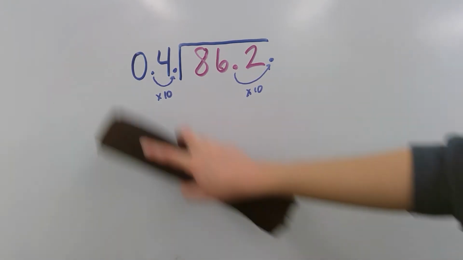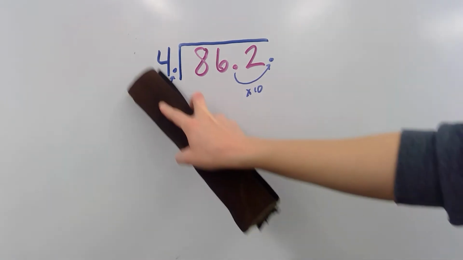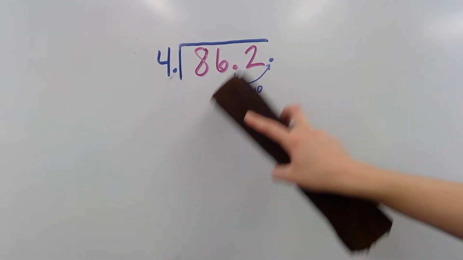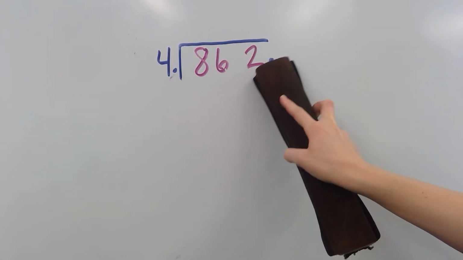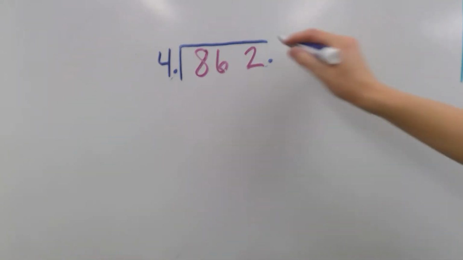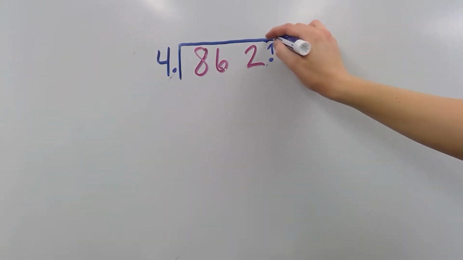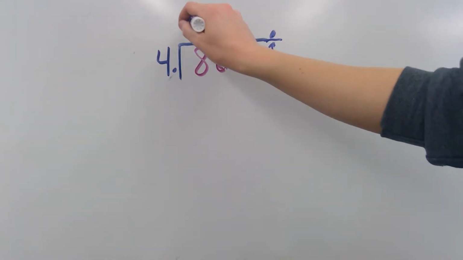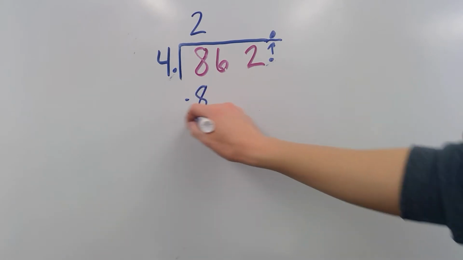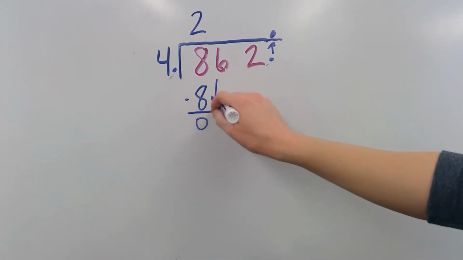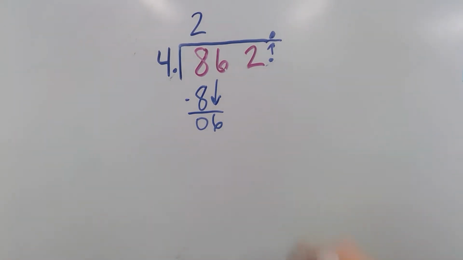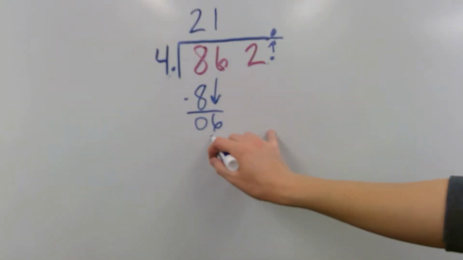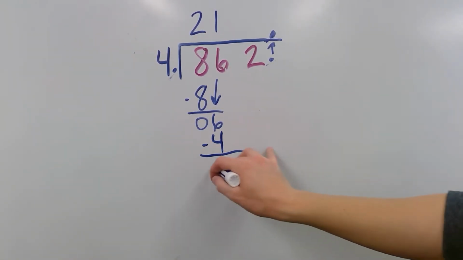And now because I've shifted both of them the same amount, I have kept it all equal and my answer will still work. So I'm just going to erase these extra lines and the original decimals so they don't confuse us. And then I'm just going to bring that decimal straight into my quotient. And now just divide like I normally do. 4 goes into 8 twice. Bring down the 6. 4 goes into 6 once. 1 times 4 is 4. Subtract and I get 2.